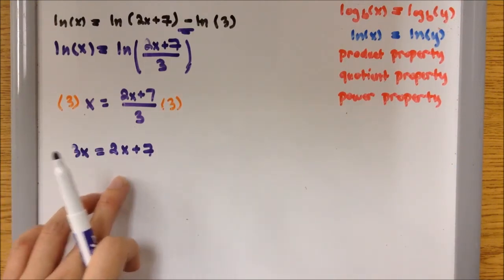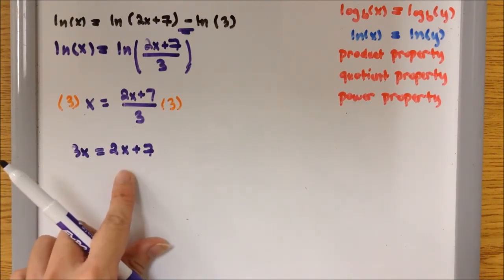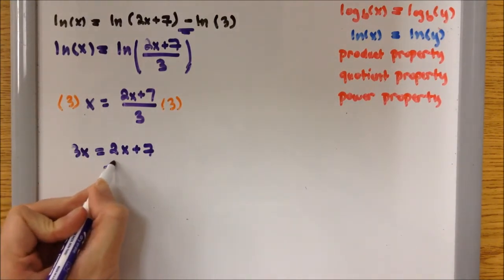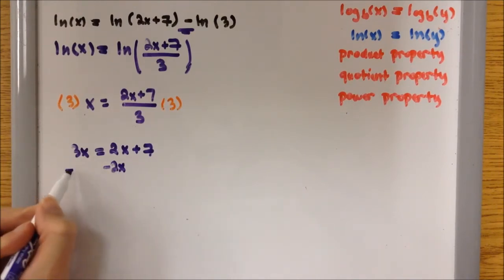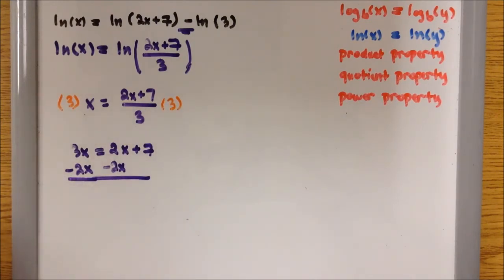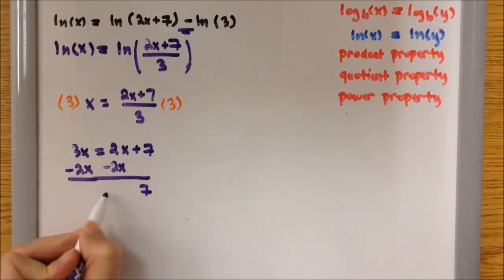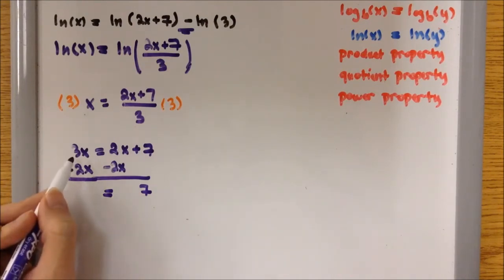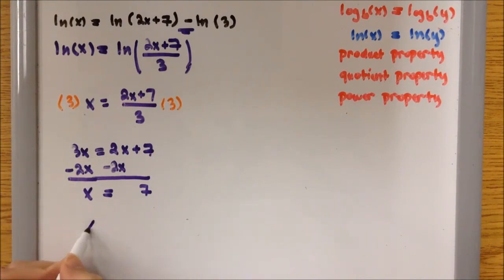Now, we have 3x equals 2x plus 7. And say I want to have all my x's on the left side. So on the right, I have to get rid of 2x. The opposite of 2x is negative 2x. So I'm subtracting 2x on the right side. I have to do the same thing on the left side. So my x's cancel out on the right, and I'm left with a positive 7. And then on my left side, it's 3x minus 2x, which is just x. So our answer is x equal 7.